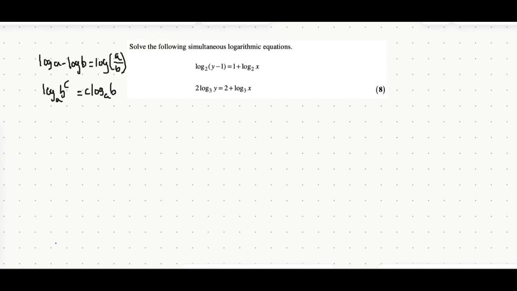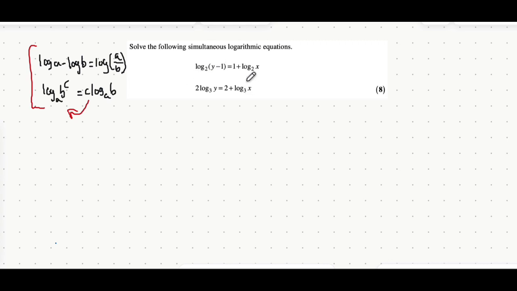Hi guys, so for this video I picked out a pretty difficult exam question on logarithm equations. So we're going to use both of these rules. One, that when the base is the same and you subtract logarithms, you're dividing the insides of the logarithms. And when there's a power for a logarithm, you can bring that forward as a coefficient and vice versa.